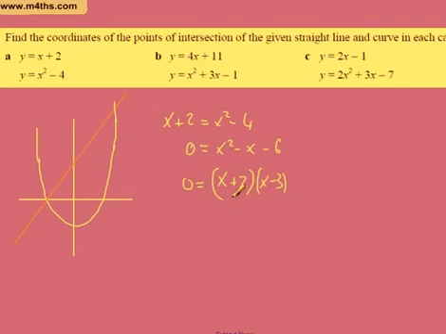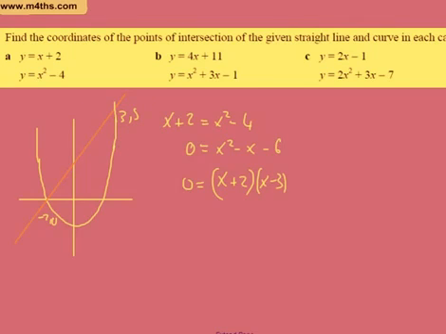Now we can see that x is going to satisfy this one right here when x is negative 2, and then we can see the other one is when x is going to be 3, which is going to be up here. So x would be 3, and of course we can find the y coordinate of 5. If x is 3, 3 plus 2 is 5. So these are points of intersection.